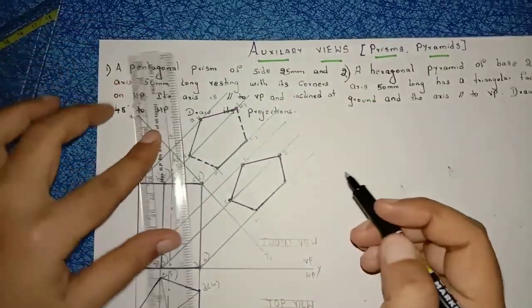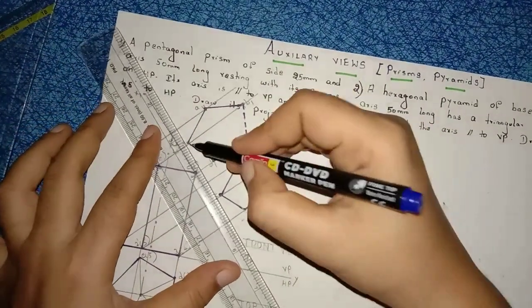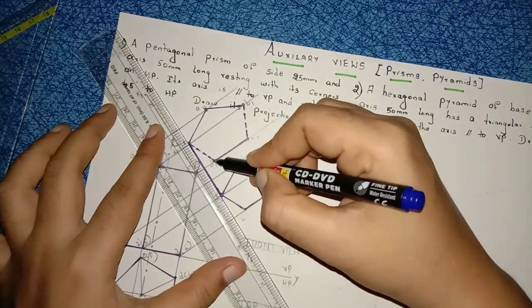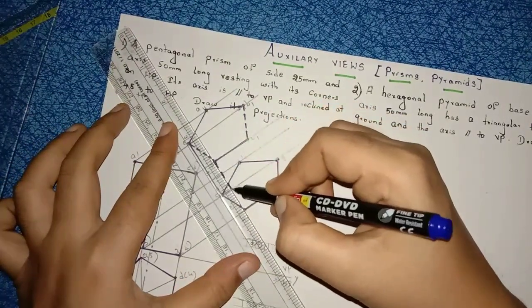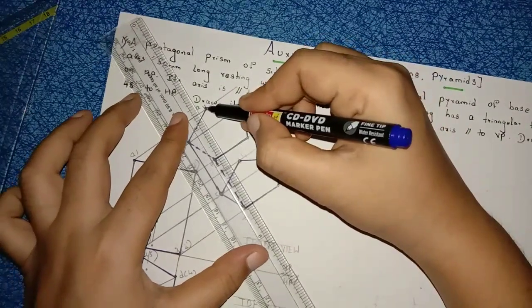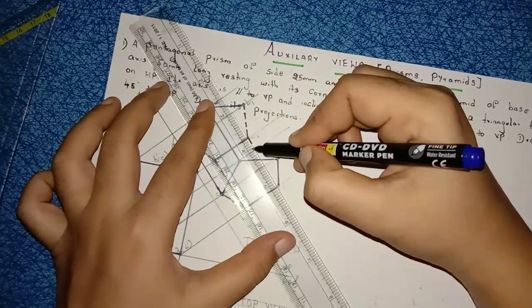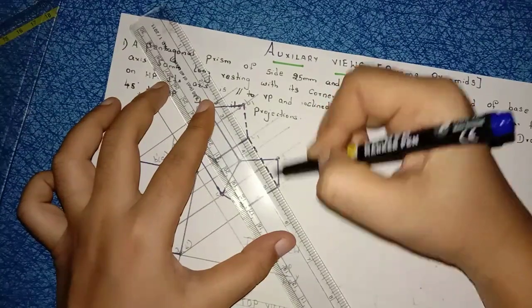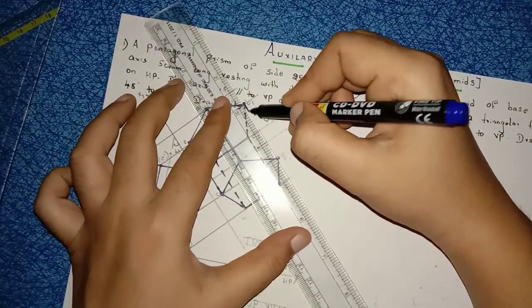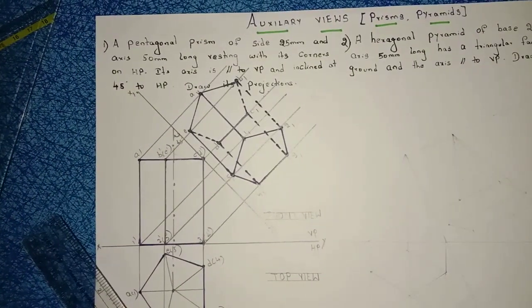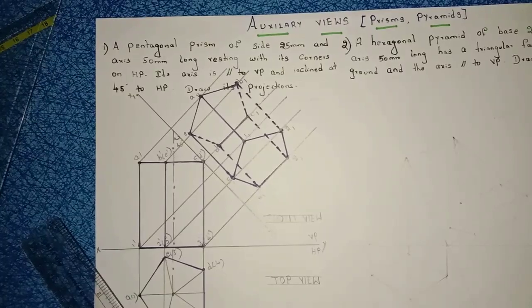Right, so this is the prism. Now join here E to 5, D to 4, A to 1, C to 3, B to 2. So this is a pentagonal prism which we are constructing with the help of auxiliary views.